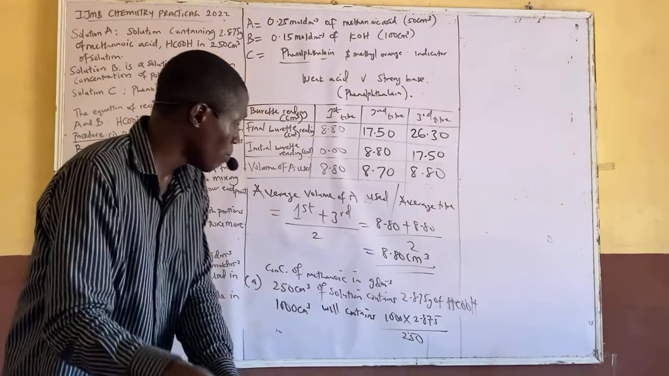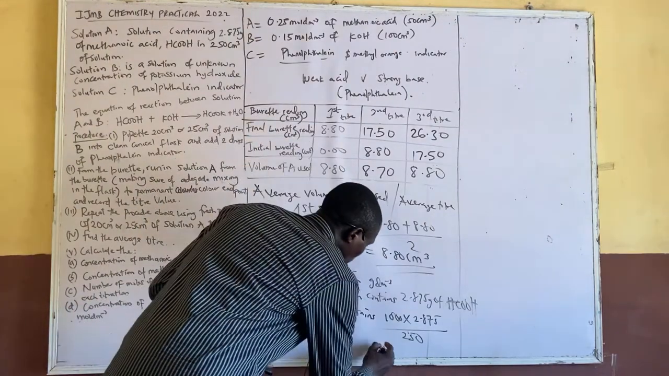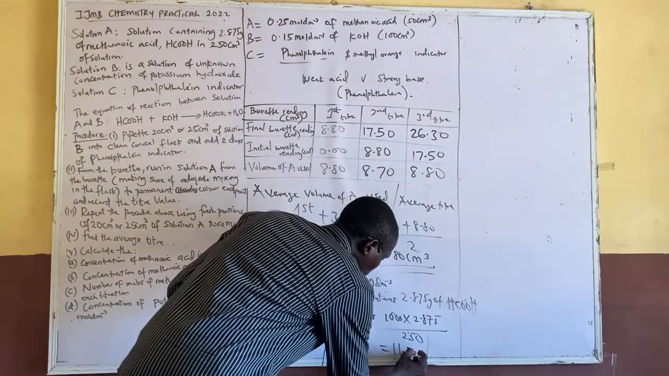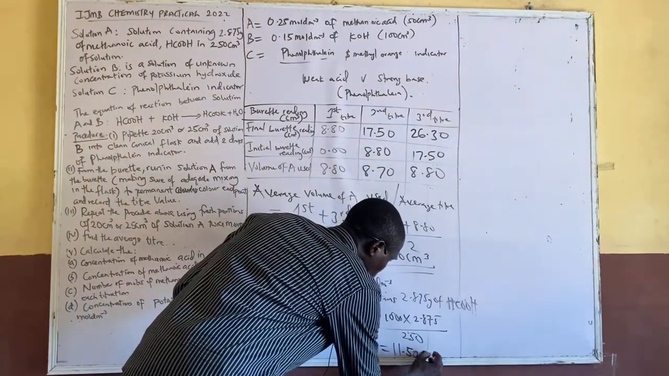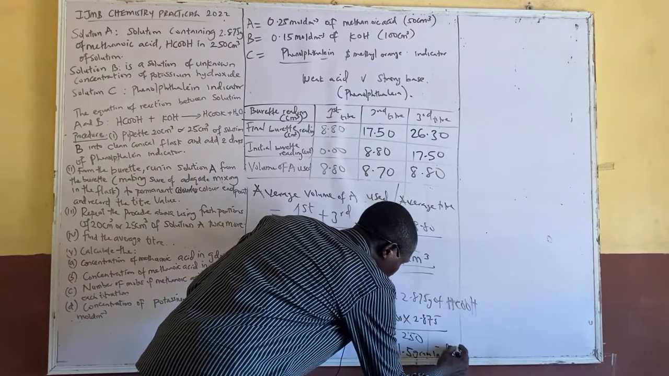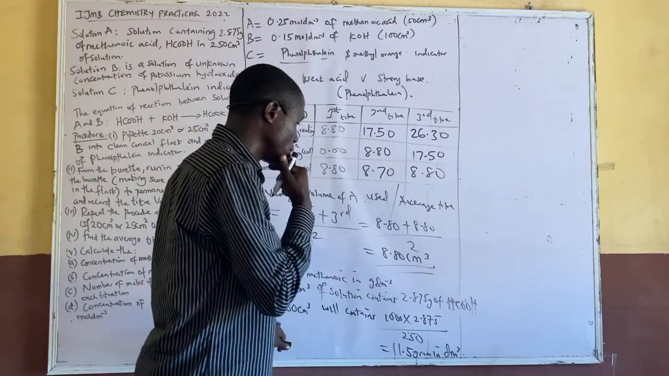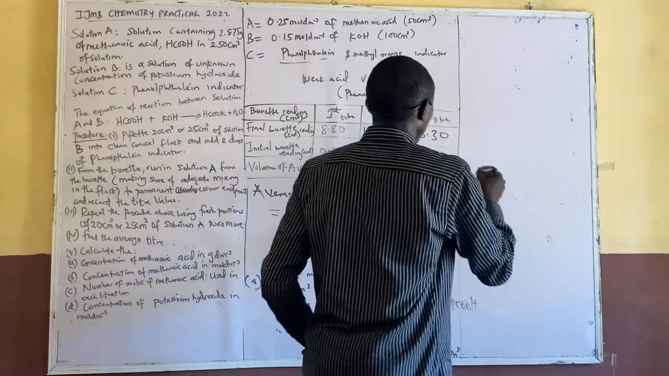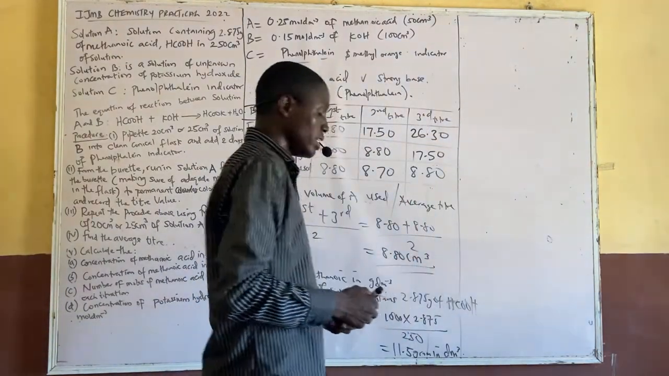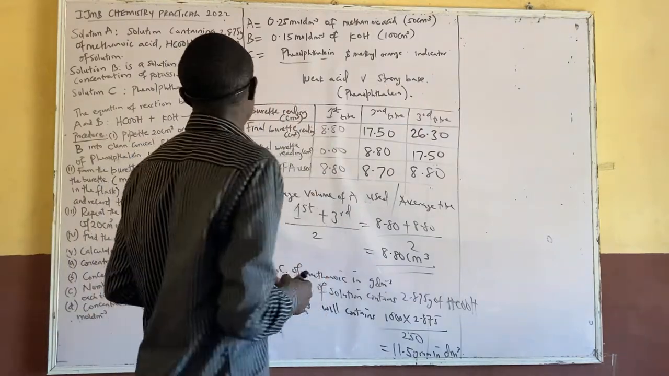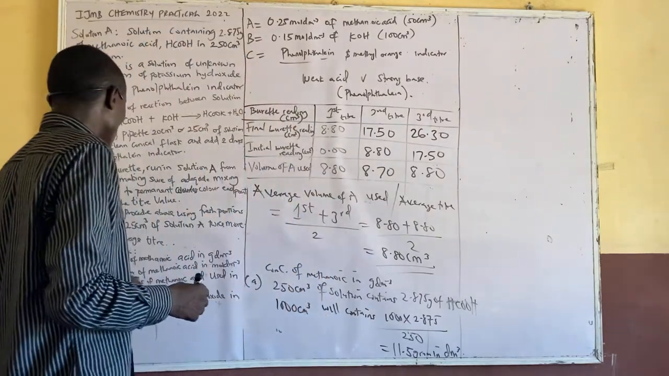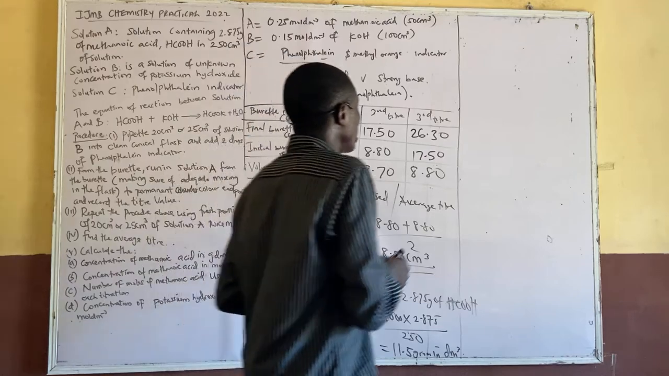So this is 11.5 gram in 1 dm cube, because the 1000 centimeter cube has been converted. So this is 1 dm cube. So this is 11.5 gram per dm cube. So that's that. Now, concentration of methanoic acid in mole per dm cube.